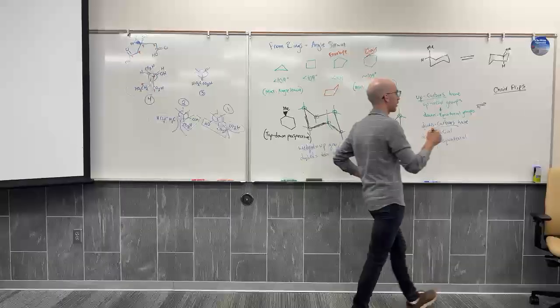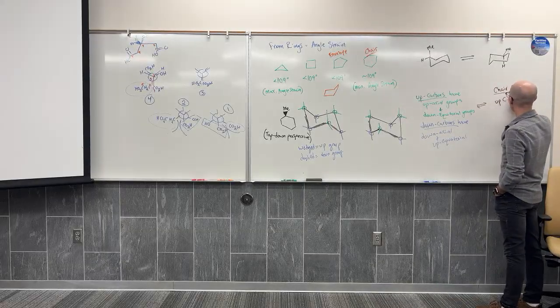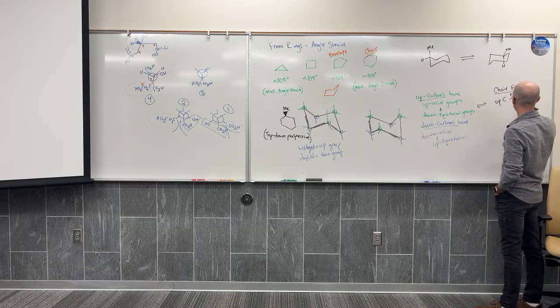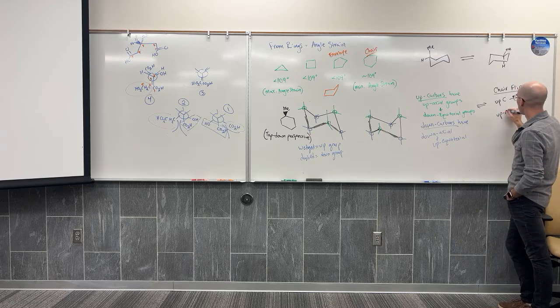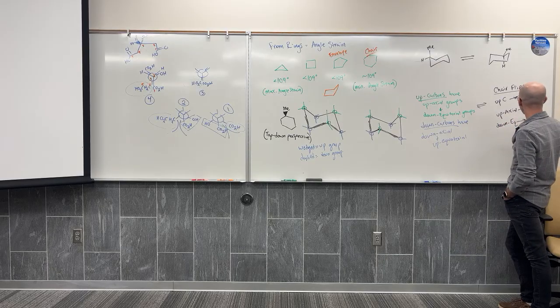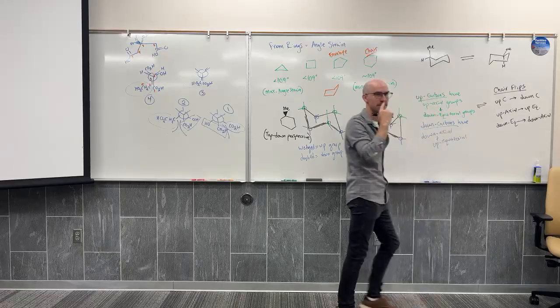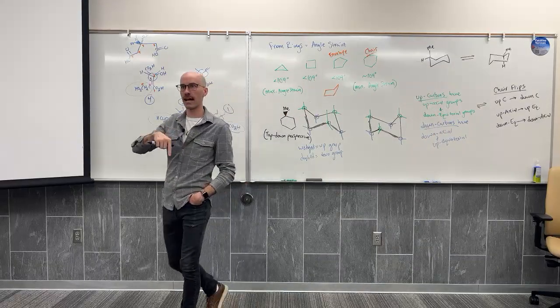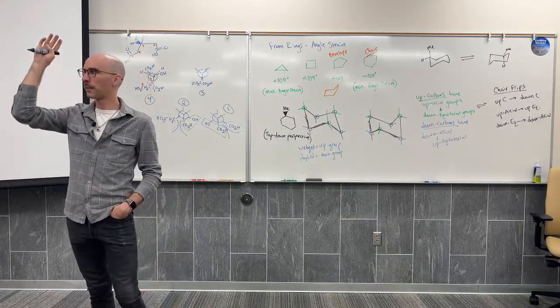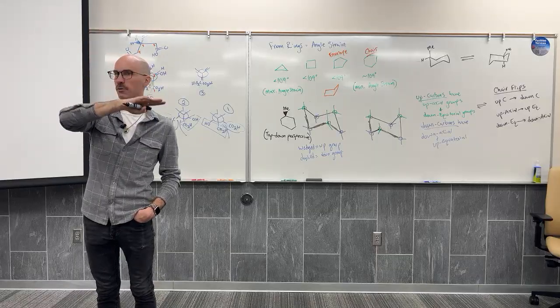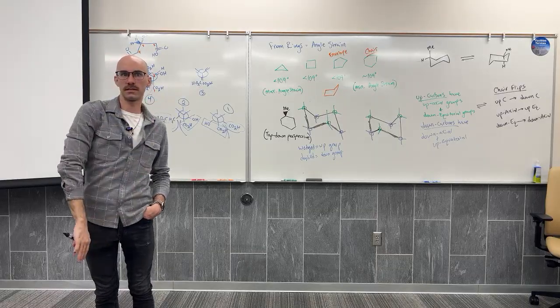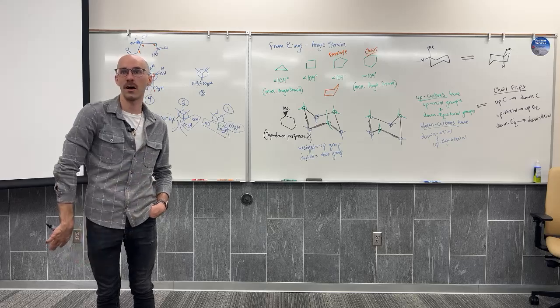So during a chair flip, up carbons become down carbons. Down carbons become up carbons. But up axial groups become up equatorial groups. Down equatorial groups become down axial groups. Up carbon flips to down, down carbon flips to up. Up axial stays up, but becomes equatorial. Down equatorial stays down, but becomes down axial.